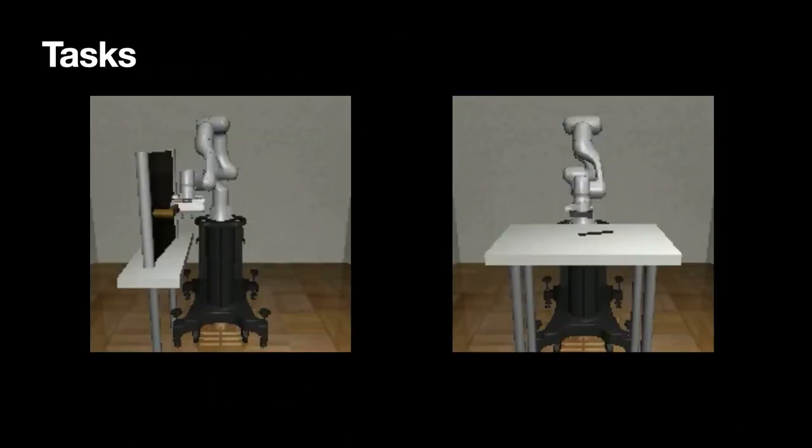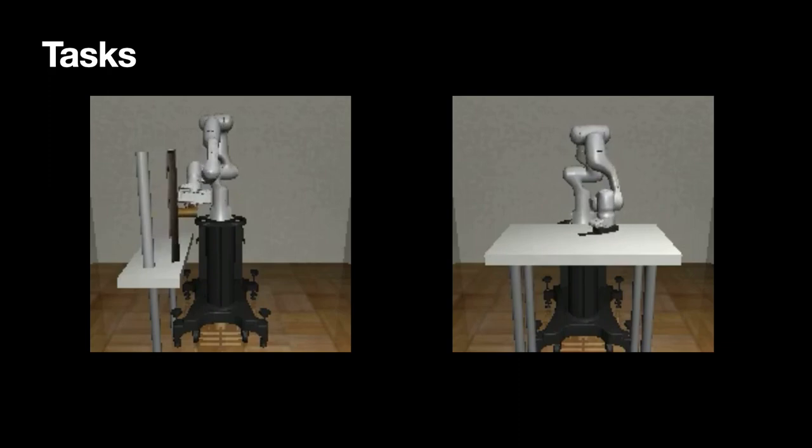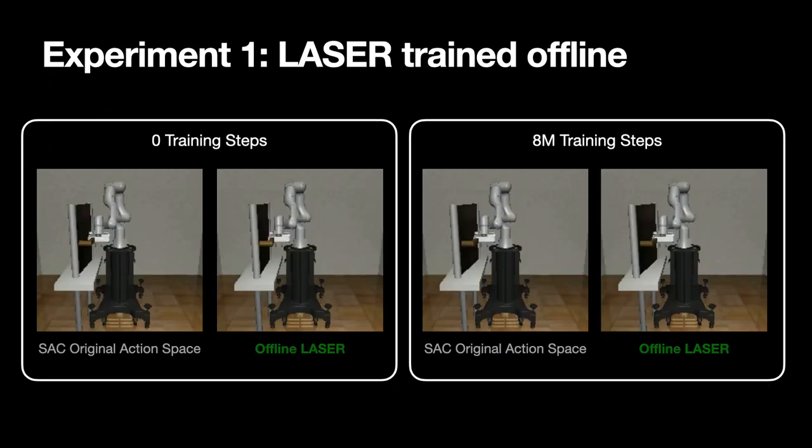We trained LASER on variants of two different tasks. In Door, the agent must learn to open a door to a fixed angle. In Wipe, the agent learns to wipe a streak of dirt off the table. In our first experiment, we observed that offline LASER improves policy learning efficiency.